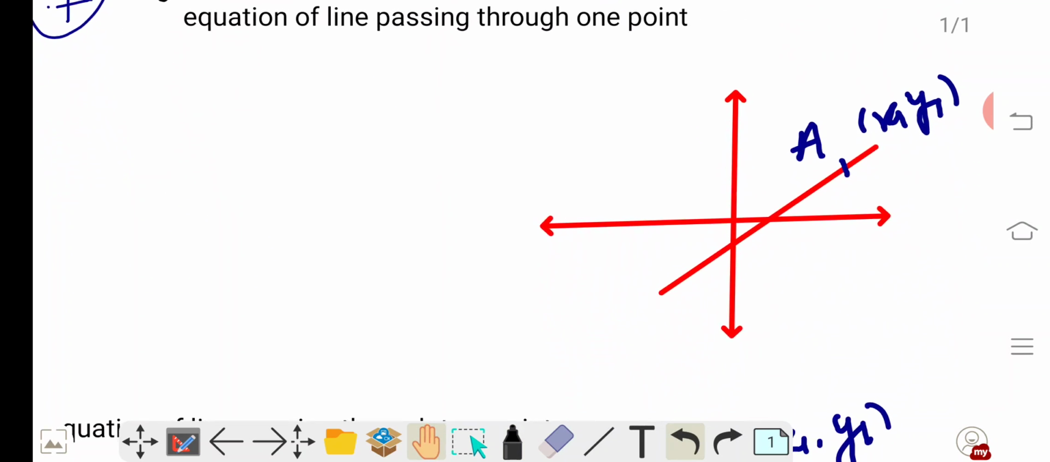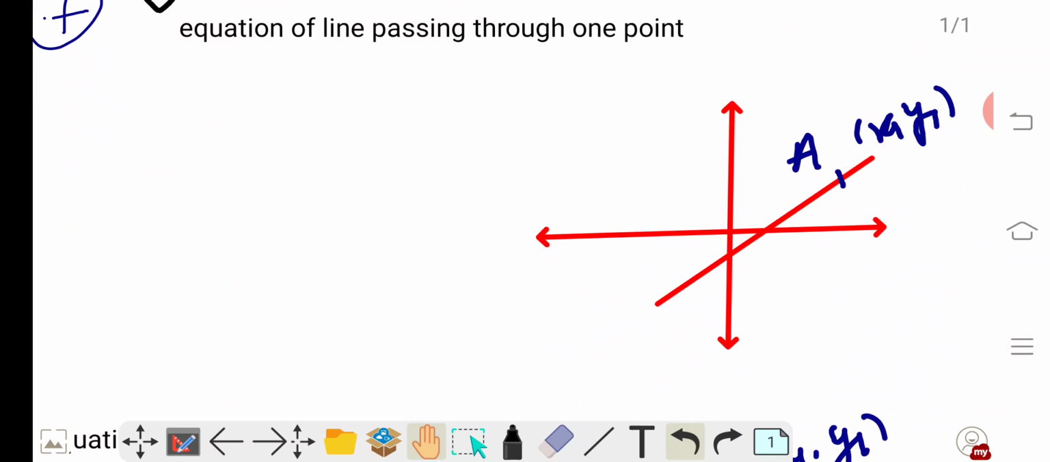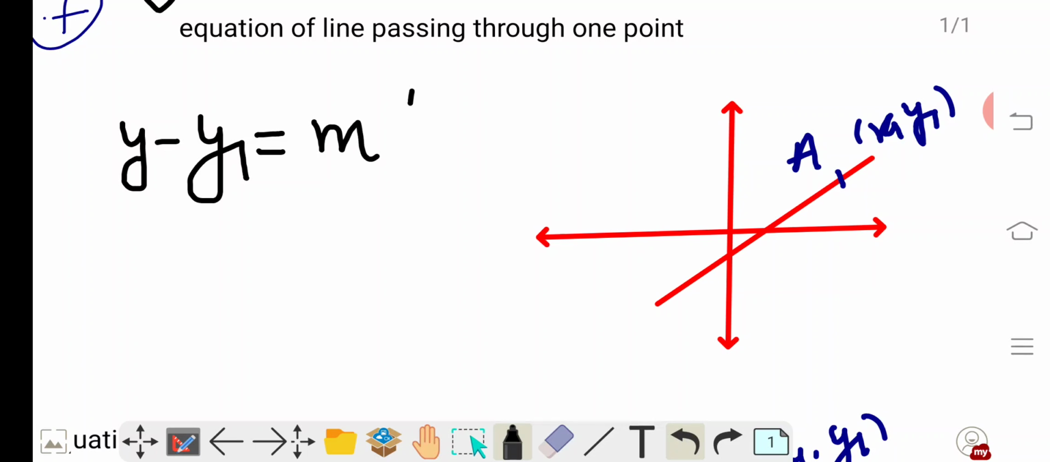Now the next is the equation of a line passing through one point. Suppose the line is passing through the point A, then how can we get the equation of the line? We can easily get it by y minus y1 is equal to m, the slope of the line, into x minus x1. y minus y1 is equal to m into x minus x1.